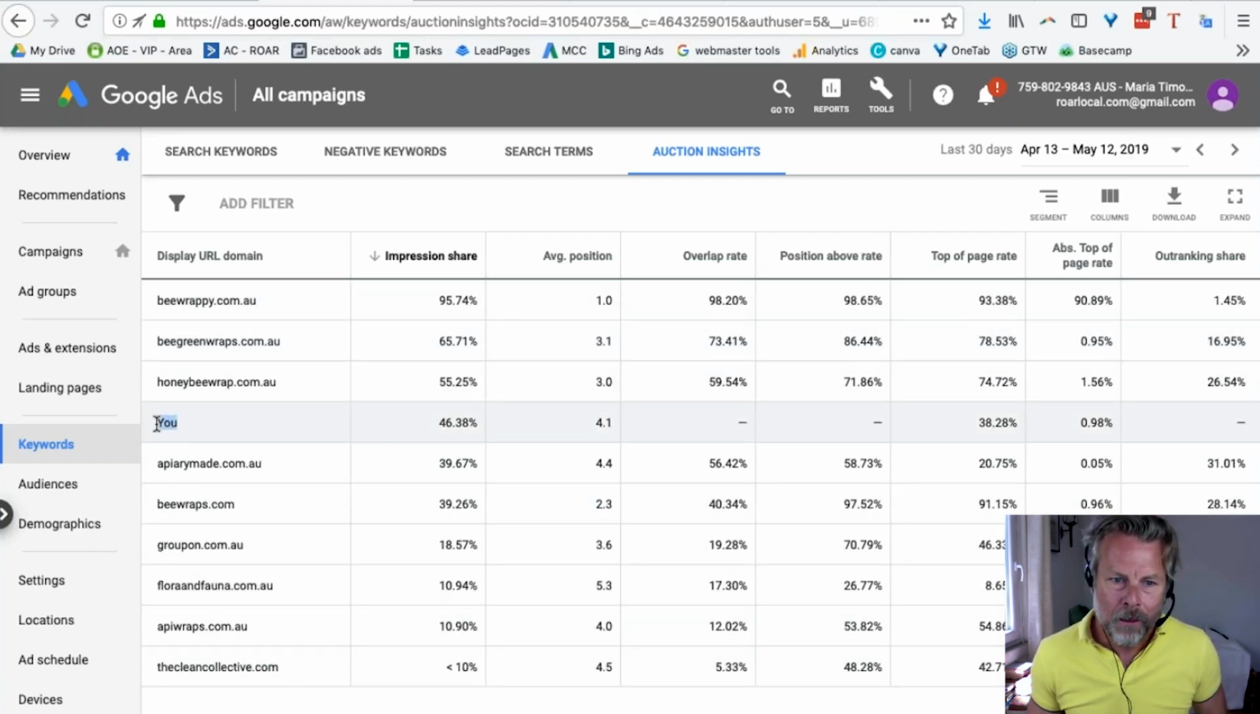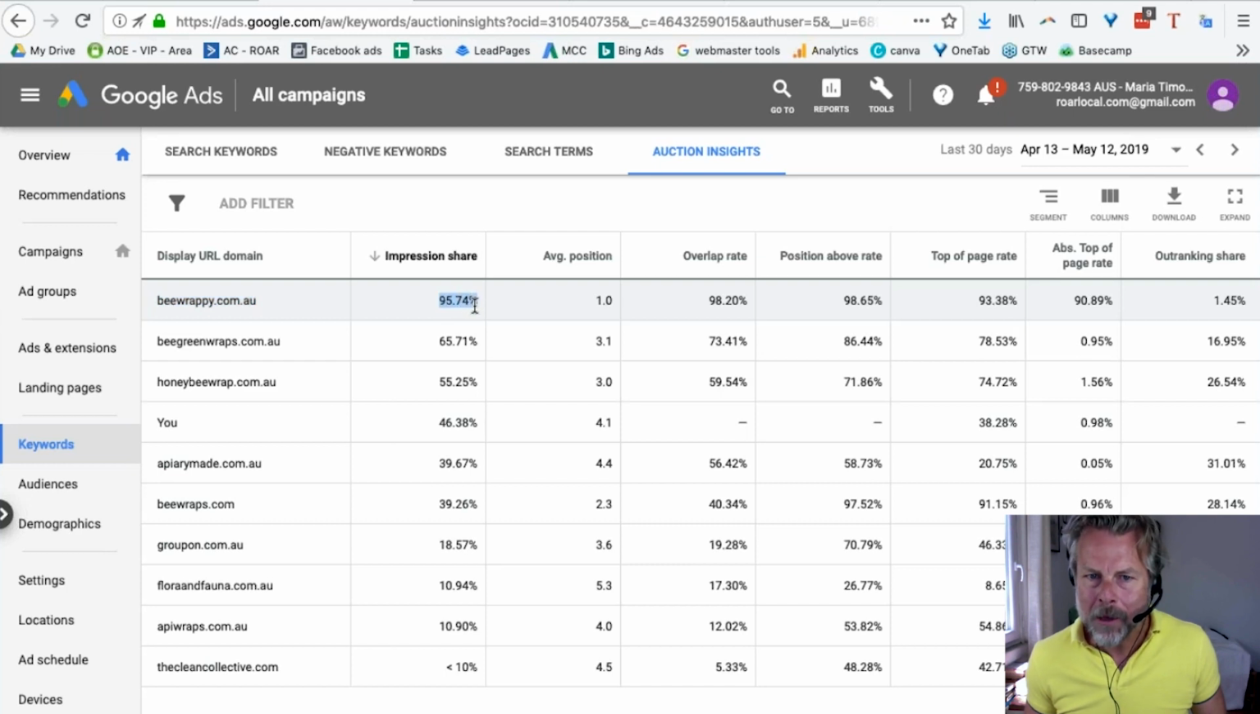Here's you. So your share of the possible impressions is 46%, whereas B-Rappy, they're pretty much every time somebody searches for beeswax wraps or some form of a derivative of that, they are showing up, and they're showing up on page 1, position 1.